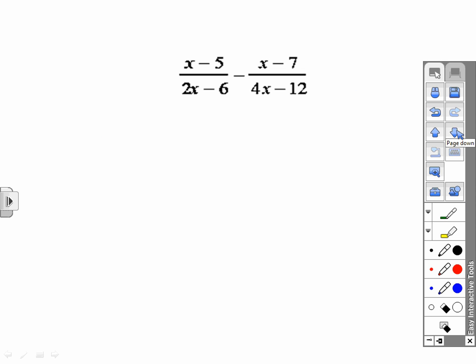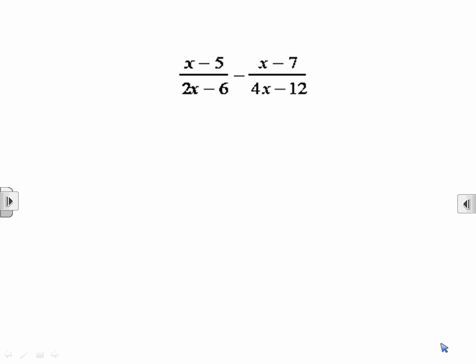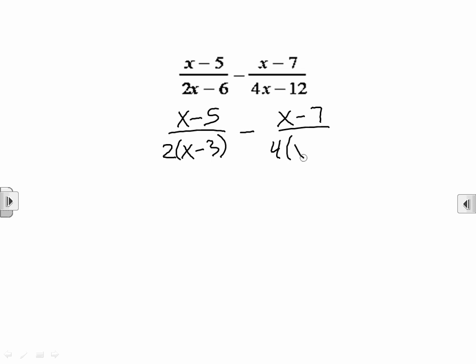Okay, another kind of baby problem. First, we need to factor the denominators. (x minus 5) over, they both have a GCF, 2 times (x minus 3), minus (x minus 7) over GCF of 4, 4 times (x minus 3).